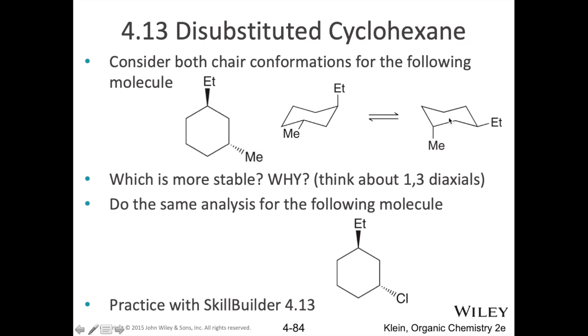Well, one of them has to be axial and one of them has to be equatorial. But remember, we want the bulkier group to be equatorial, right? That's the one that's going to cause the most diaxial strain if it were axial. So it makes more sense to have our ethyl group, which is larger than our methyl group, be equatorial and therefore keep it out of the way.